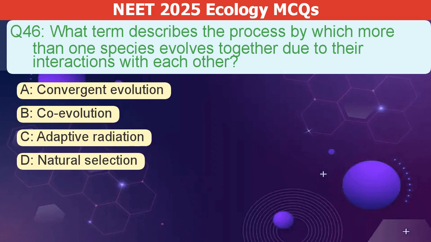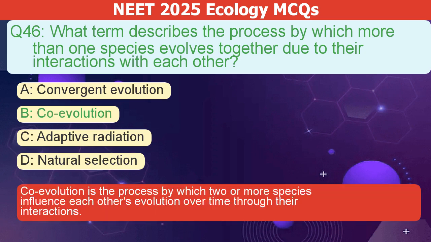What term describes the process where multiple species evolve together because of their interactions? A. Convergent evolution. B. Coevolution. C. Adaptive radiation. D. Natural selection. The correct answer is B. Coevolution is the process by which two or more species influence each other's evolution over time through their interactions.